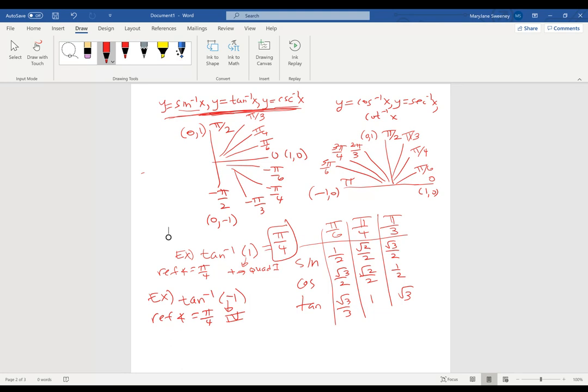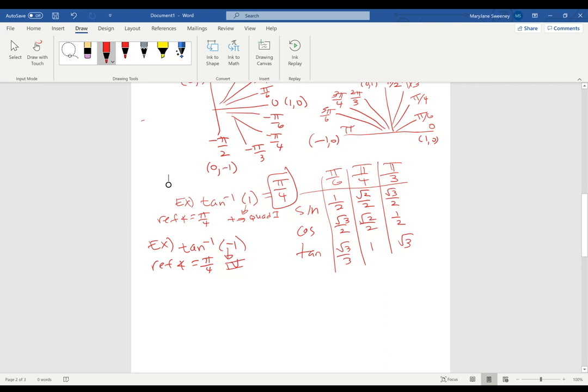So with inverse tan, you're only looking at quadrant 4. You are never looking at quadrant 2. You're only looking at quadrants 1 or 4. So there's one place it's positive, there's one place it's negative. So this would then be negative pi over 4, right? To get into quadrant 4, you'd have to go clockwise 45 degrees.